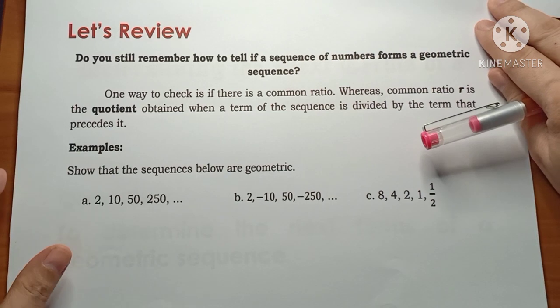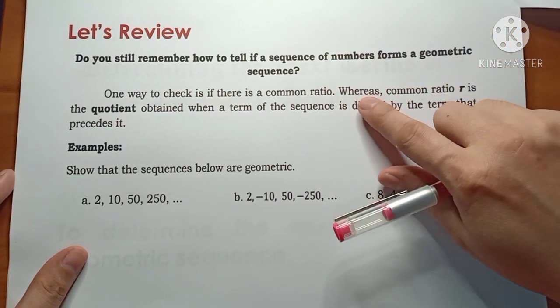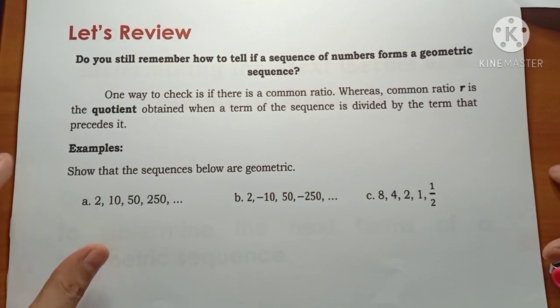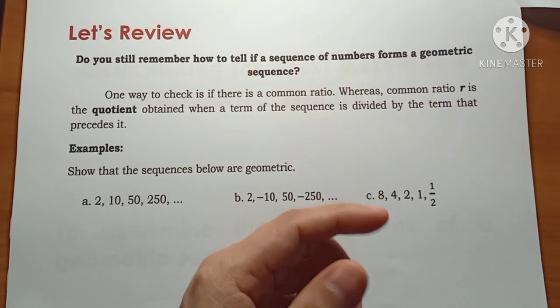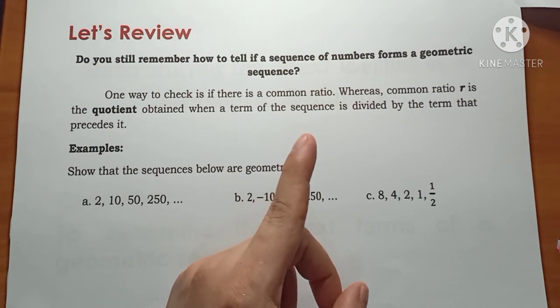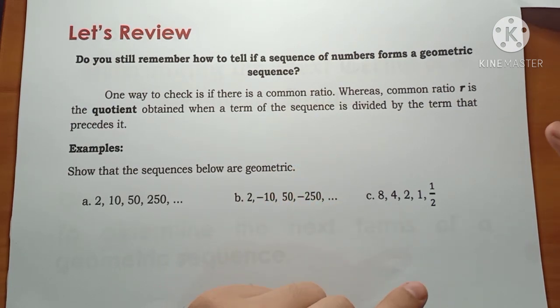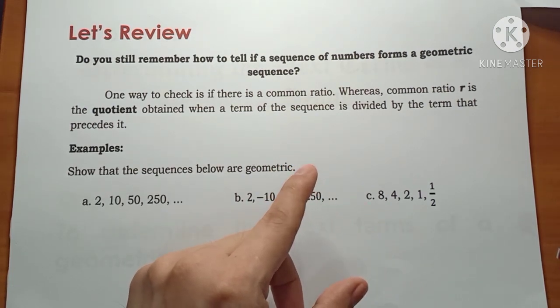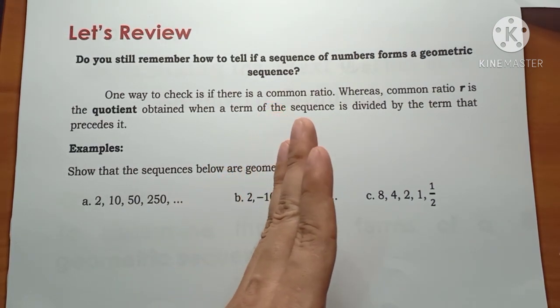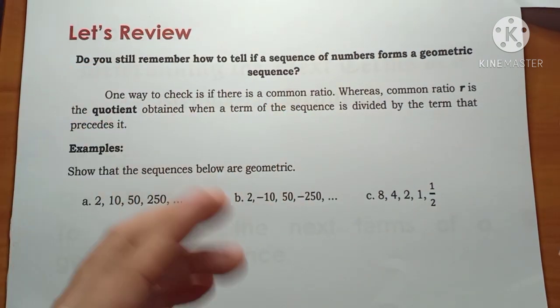So do you still remember how to tell if a sequence of numbers forms a geometric sequence? One way to check is if there is a common ratio. So alam na natin sa last topic natin kung paano pagkuha ng common ratio. Therefore, yung second term divide by the first term, at pag may third term siya, divide by the second. Pag fourth, divide by third, or yung kanyang preceding term or yung nauna sa kanya.